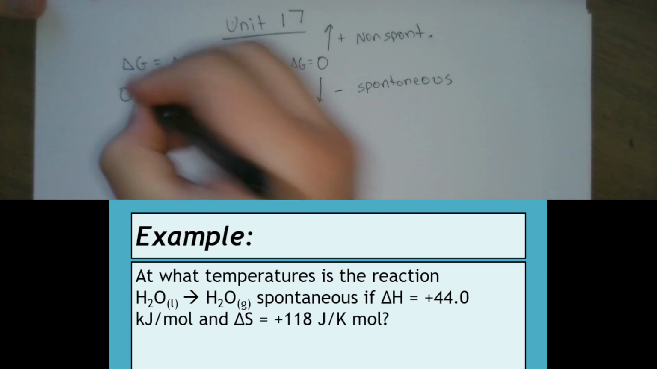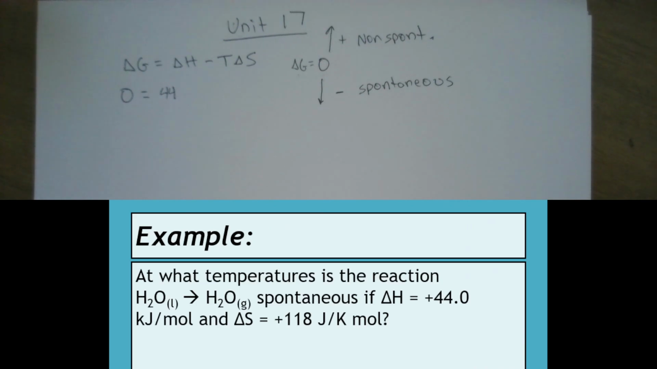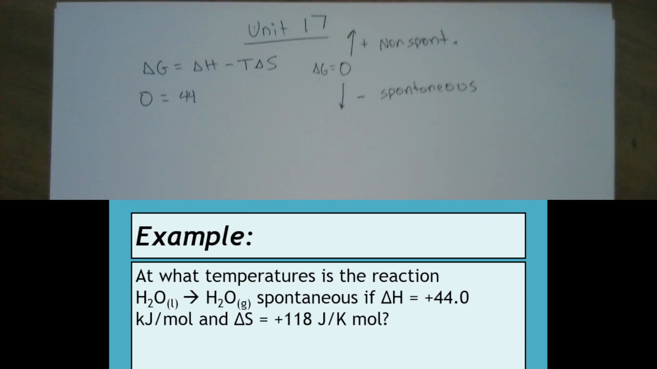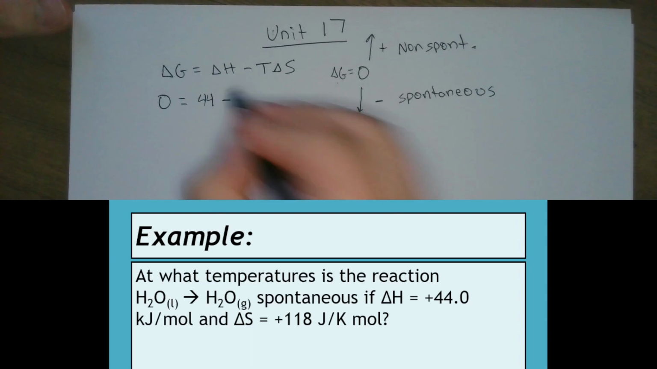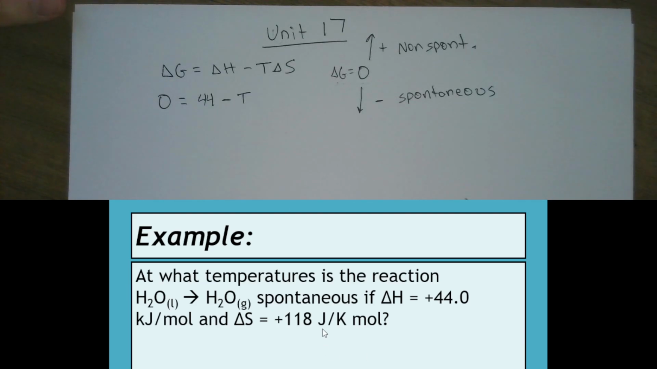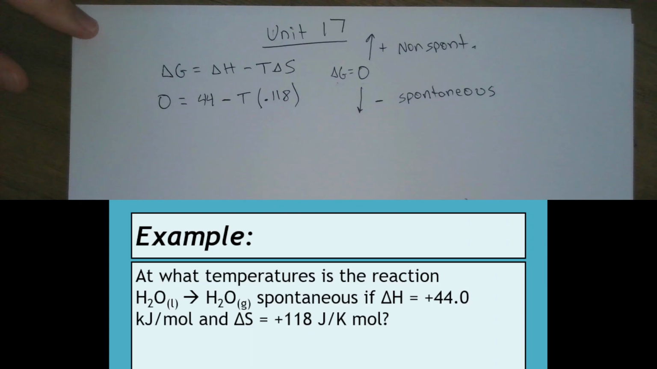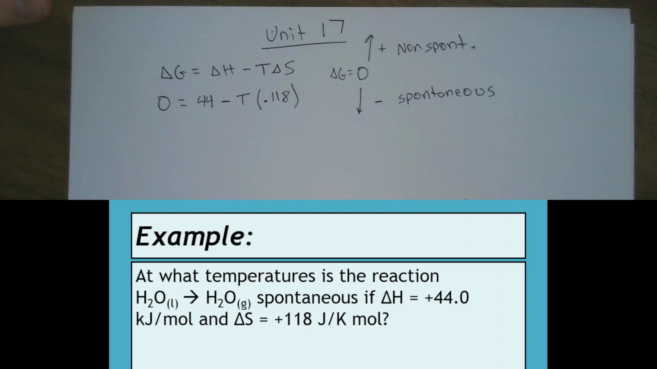So my enthalpy, H, is 44 kilojoules per mole. Minus temperature, which is what we're going to solve for, times entropy. Entropy is 118 joules per Kelvin. This enthalpy is in kilojoules, entropy is in joules, so we can't combine them. So I'm going to take this entropy and turn it into kilojoules by dividing by 1,000. 118 divided by 1,000 is just 0.118. So I plug that in for S, and now we just have an equation to solve with this one variable.